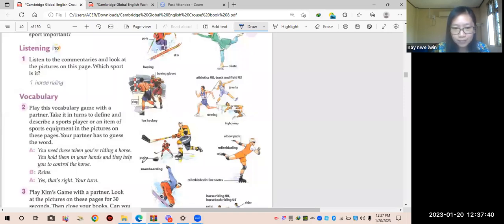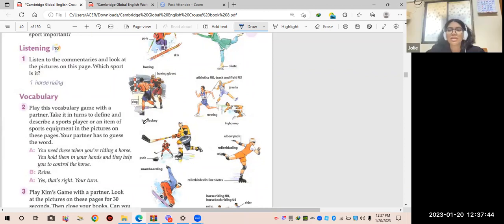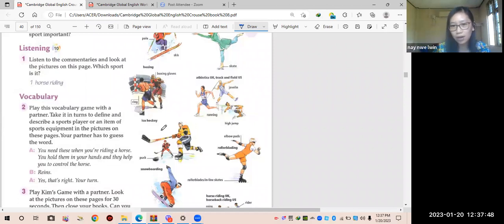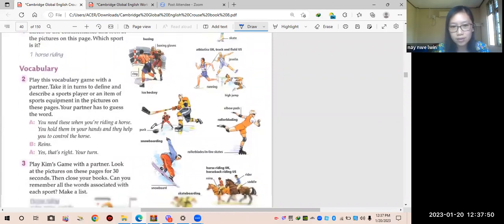How about this one? Ice hockey. Yes, ice hockey, right? It's slightly different from hockey. Hockey and ice hockey, and there is a puck, right? So they have to hit the puck, and there would be a goalkeeper or something like that, right? So that is ice hockey.